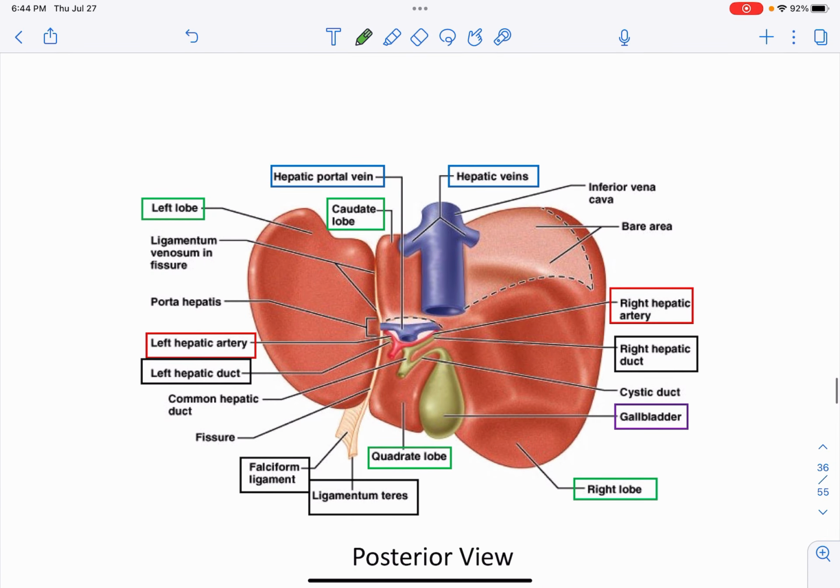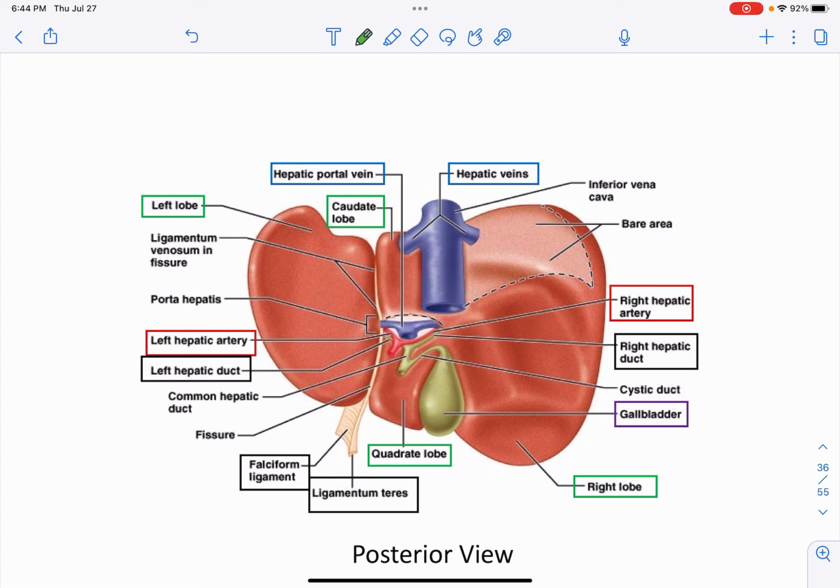All right, let's look at a couple other features. This is looking at the posterior view. There's a couple other, a little bit more complicated concepts that we're going to talk about, because you can see that there is a hepatic vein and something called a hepatic portal vein. I'm going to go over the distinction between those two, but I just want you to make note of it right now. And then you can see the hepatic artery, okay? So we'll come back and talk about that. I just want you to see it right now.